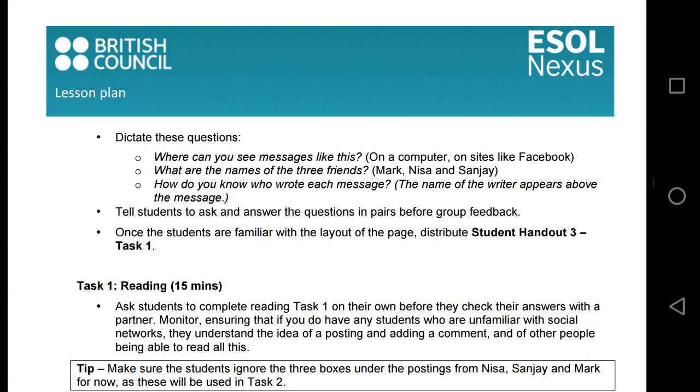So here you're supposed to dictate these questions, but I would dictate them one by one and then have the students talking about it, as opposed to doing it as a class.